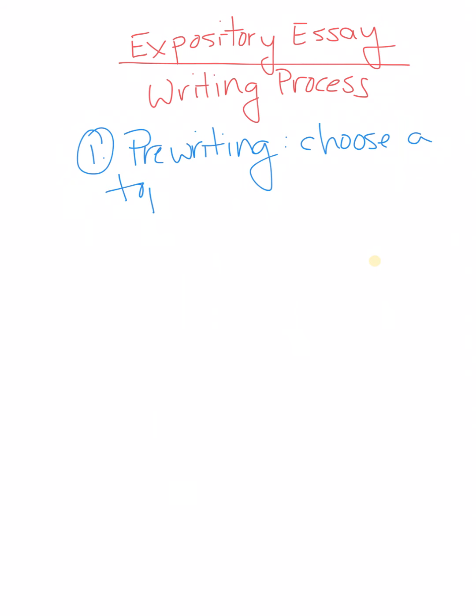The first step in the writing process is called pre-writing. And this is basically when you choose a topic and organize your ideas. So sometimes this looks like doing research and choosing a topic after doing your research, and then using a graphic organizer to organize your thoughts and ideas.